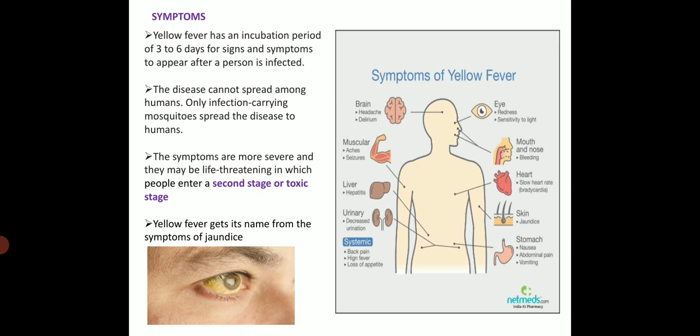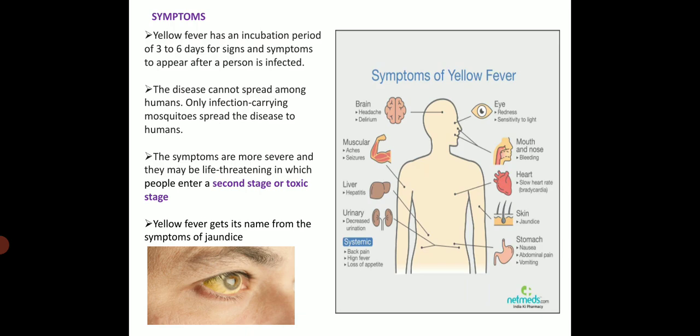Coming to the symptoms, yellow fever has an incubation period of 3 to 6 days for signs and symptoms to appear after a person is infected. The disease cannot spread among humans. Only infection carrying mosquitoes spread the disease to humans. When the symptoms become severe, and most of the time they are life threatening, people enter a stage we call the second stage or toxic stage. Yellow fever gets its name from the symptom of jaundice.